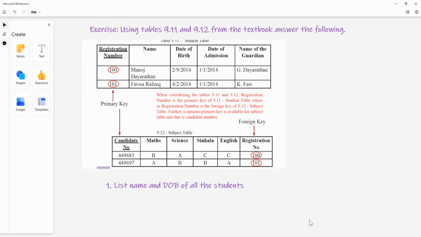Can you type the answer in the chat? List the name and date of birth of all the students. Sir, chat is disabled. Okay, sorry. Okay, can you check now?